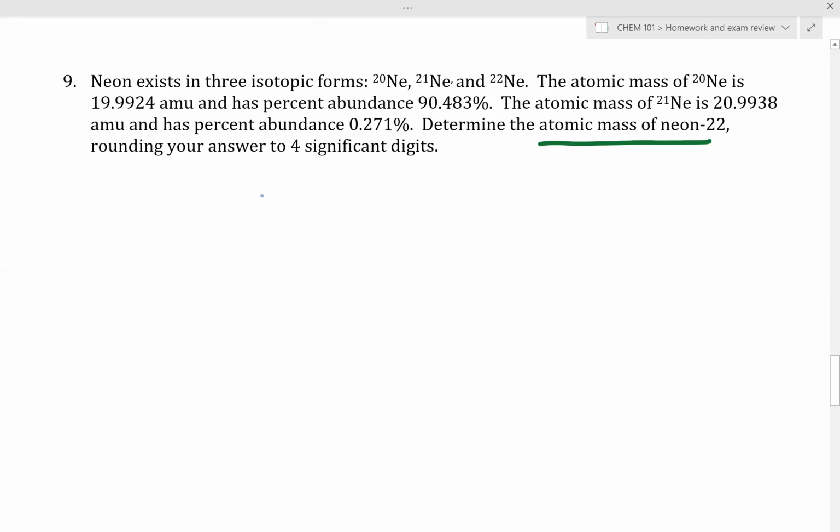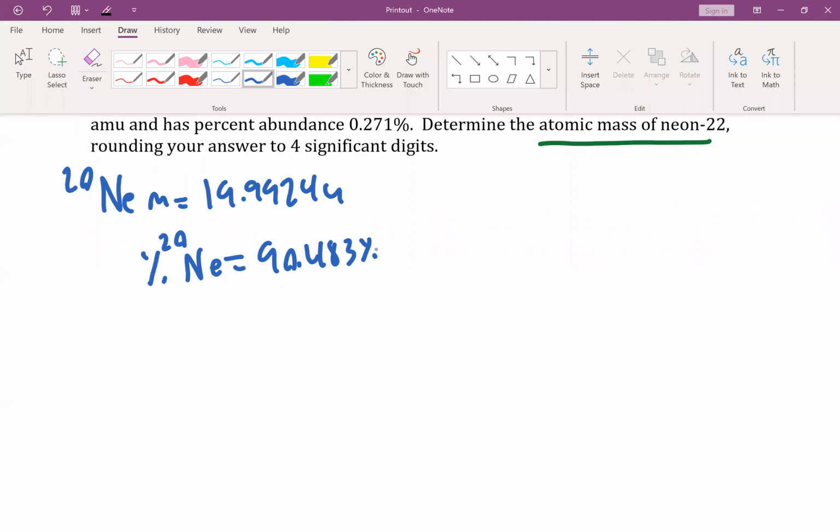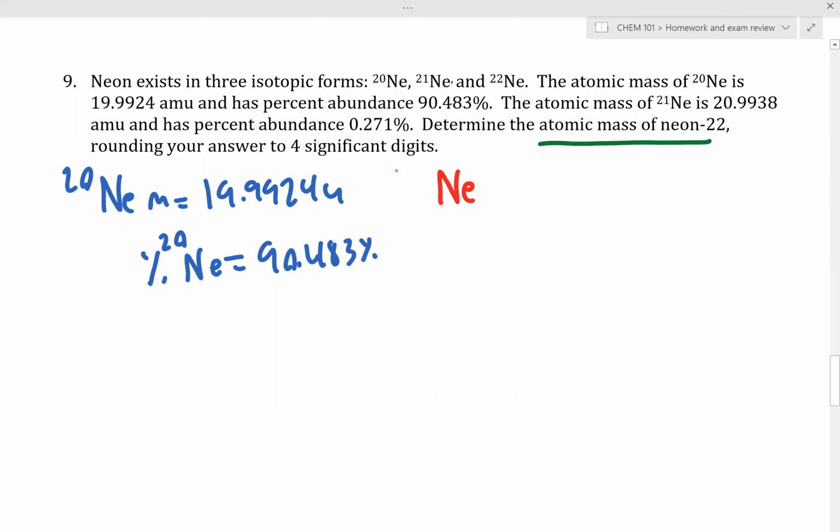And first and foremost, we're given the mass of neon 20 is 19.9924 AMU. We know that the percentage of neon 20 is 90.483%. Okay? We know that for neon 21, the mass is equal to 20.9938 AMU, and the percentage is equal to 0.271.